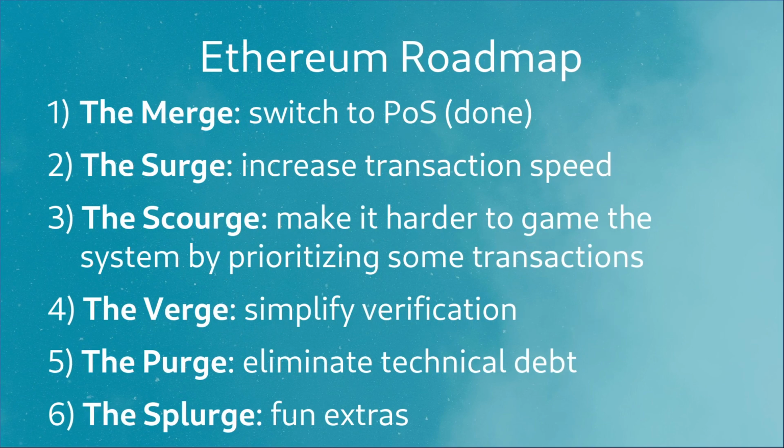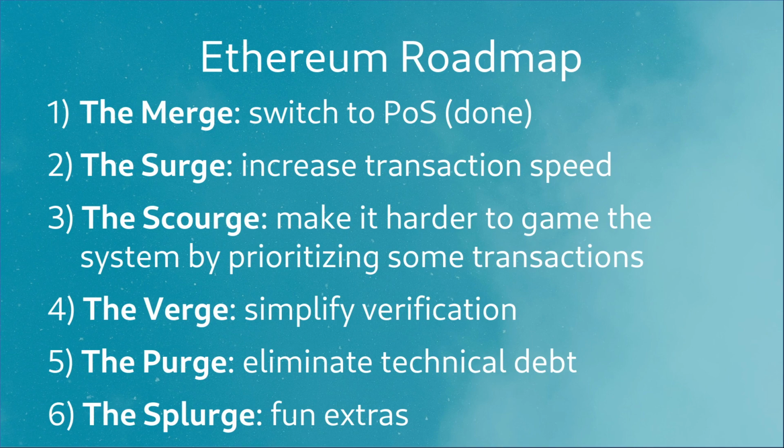Here is a roadmap of Ethereum on how it is planned to change in the future. So there are 6 planned phases: the merge, the surge, the scourge, the verge, the purge, and the splurge. The merge is the first phase and is finished, and was about switching the consensus mechanism of Ethereum from proof of work to proof of stake. This has been done. The surge is about making the Ethereum blockchain more efficient. There are 2 ways they plan to do it. One way is through sharding, and the other way is through rollups.